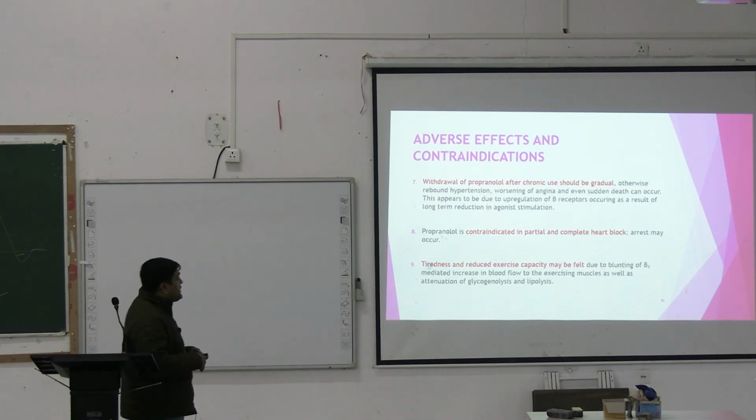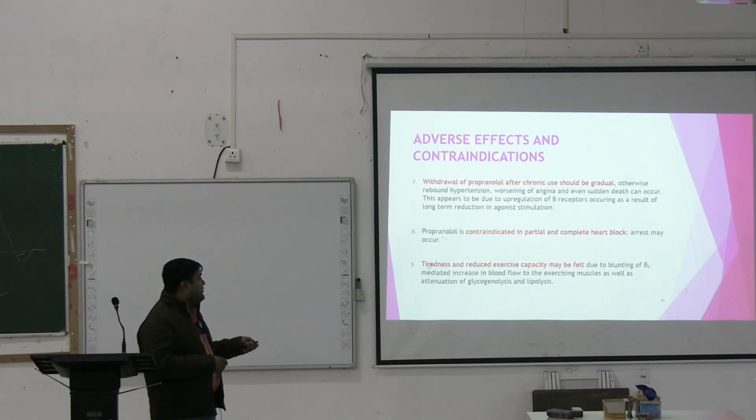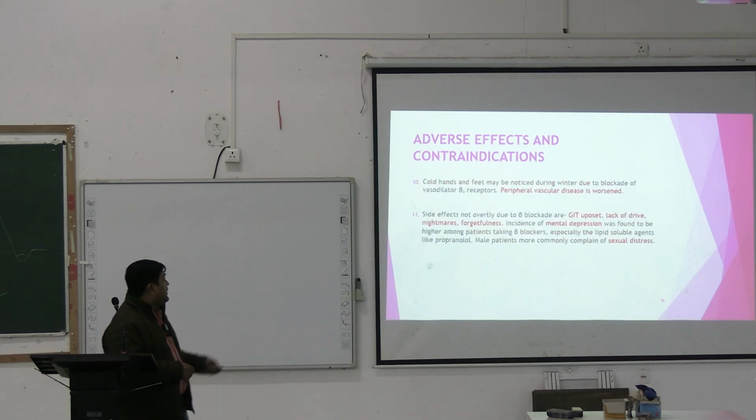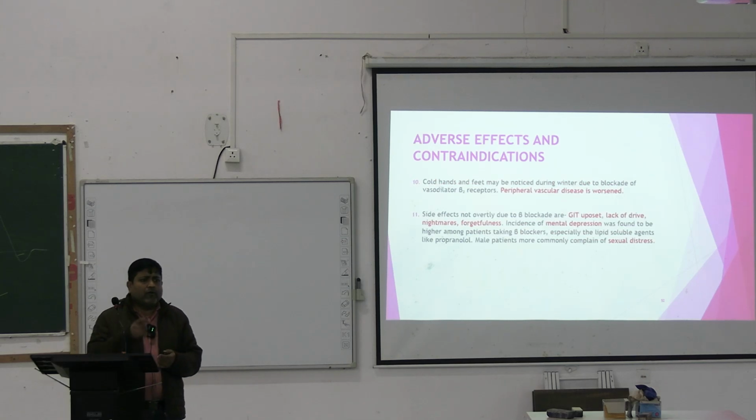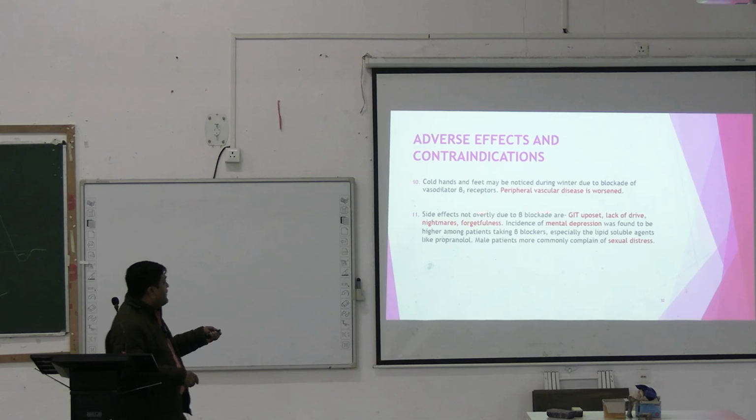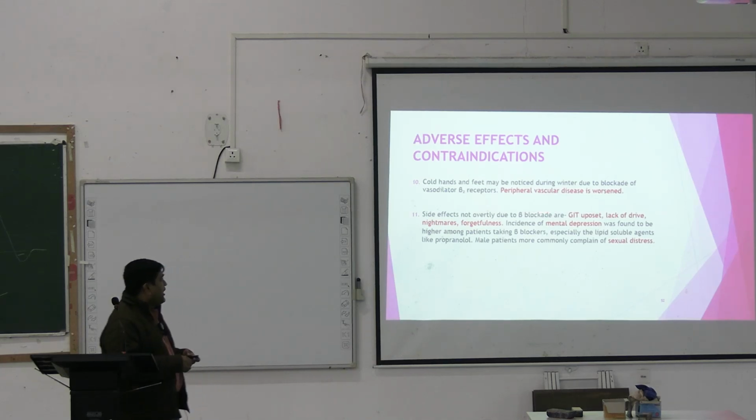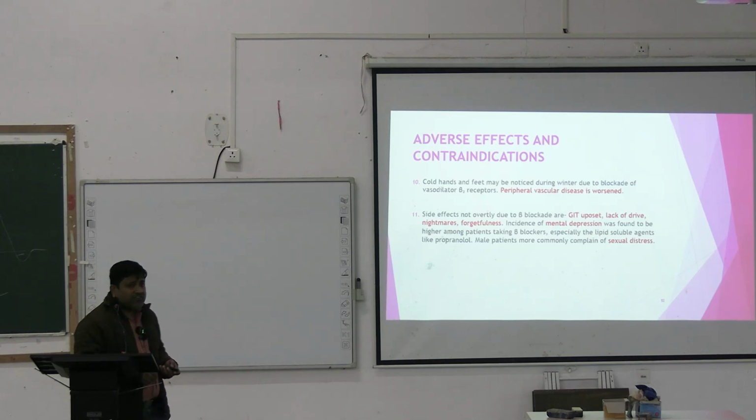Propranolol is contraindicated in partial or complete heart block. Tiredness and reduced exercise capacity may be felt. Now, peripheral vascular disease is worsened because of the beta blocking effect. There is vasoconstriction, so peripheral vascular disease will worsen. Side effects not overtly due to beta blockade are GIT upset, lack of drive, nightmares, forgetfulness, mental depression and reduced sexual desire.